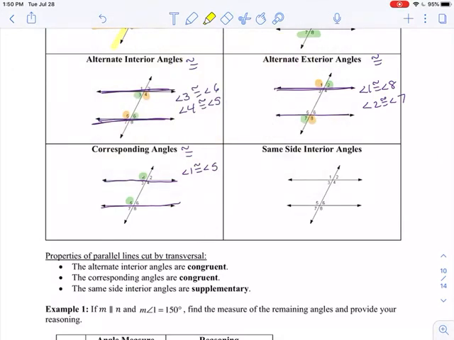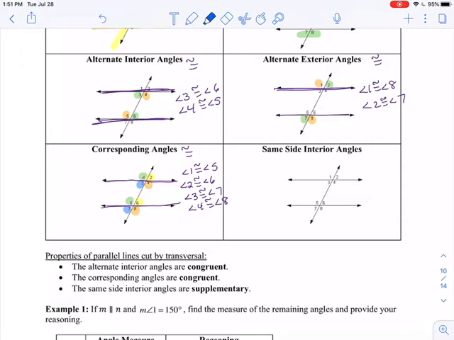And I'll show you all the corresponding ones that we have. Angle 2 is congruent to angle 6. They're corresponding. They're both in the same position. They're both above the parallel line, but they're both to the right of that transversal. Angle 4 is below the parallel line and to the right, and angle 8 is also below the parallel line and to the right. And angle 3 and angle 7 are also corresponding angles. All corresponding angles are congruent. So angle 2 is congruent to angle 6, angle 3 is congruent to angle 7, and angle 4 is congruent to angle 8. Those are corresponding angles.